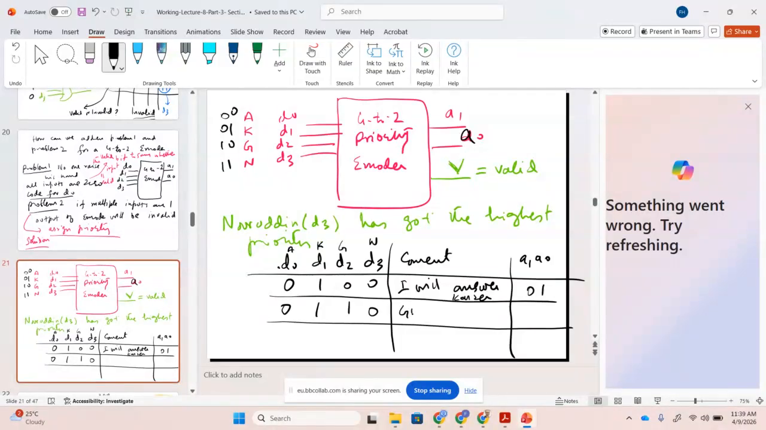So Ghala, and what is the code for Ghala? The code for Ghala is 1 0. Okay, in this case, will the valid bit be 1 or 0? The valid bit here will be 1, and it's also 1.